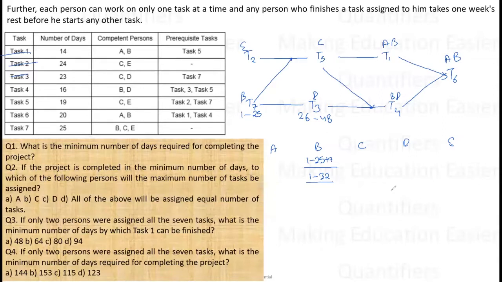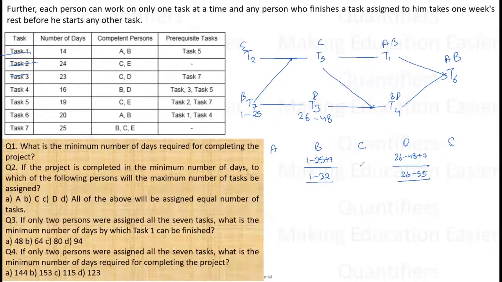Just in case anyone is confused, day number 1 to day number 7 are 7 days. It is not 7 minus 1, 6 days. Similarly, 26 to 48 is not 48 minus 26, 22 days. It is 23 days. Now, D is occupied from 26 to 48, plus 7-day rest, which means D is occupied from 26 to 55 days. This is also done.